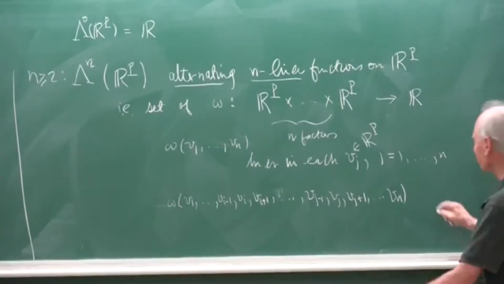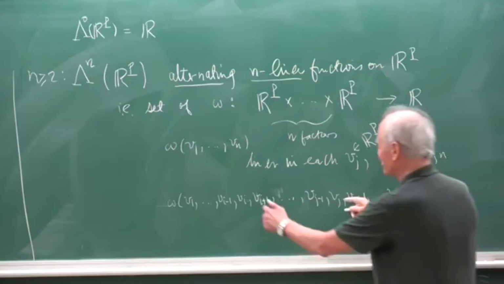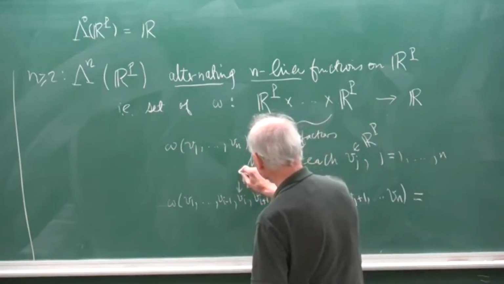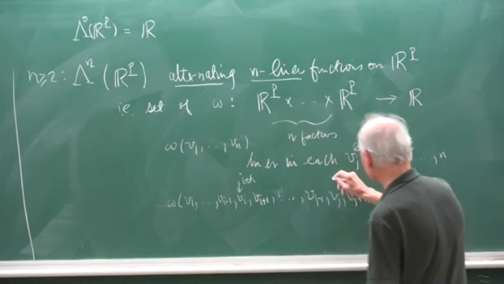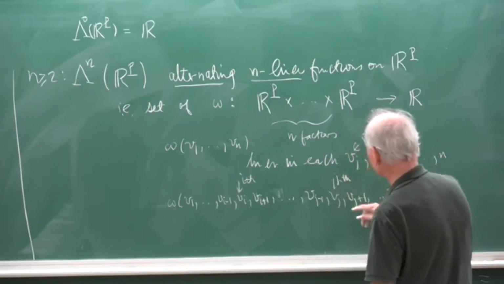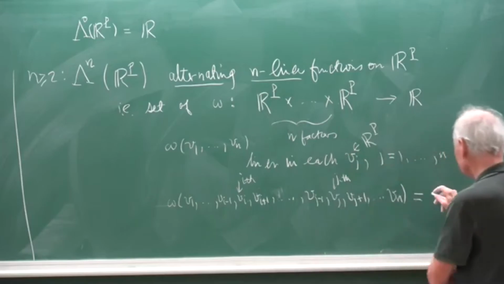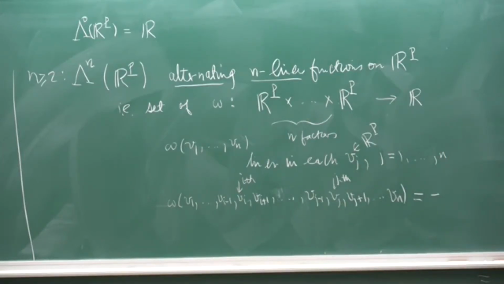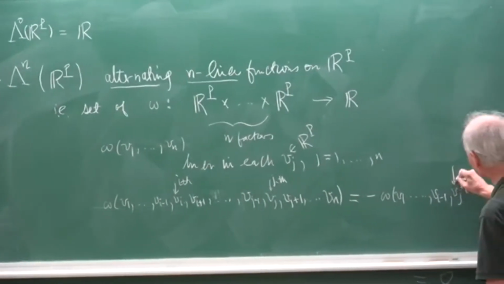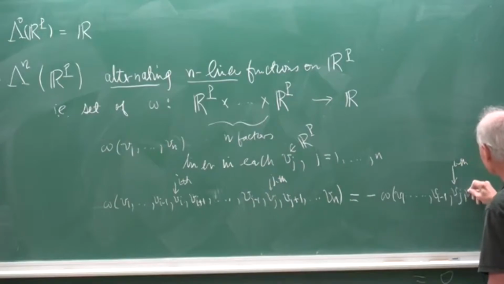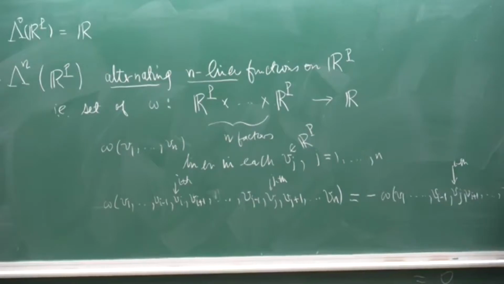There should be a better notation for that. And if you flip the i and the j, so this is the ith slot, and this is the jth slot, and if you flip these and leave everything else fixed, it just changes the sign. It doesn't change the value otherwise, just changes the sign. So this is omega, here we go again, Vi minus 1, but now there's a Vj in the ith slot, Vj minus 1, and now there's a Vi in the jth slot.